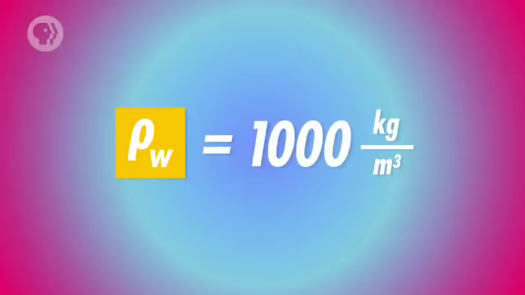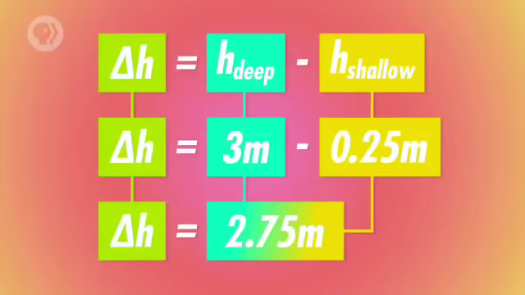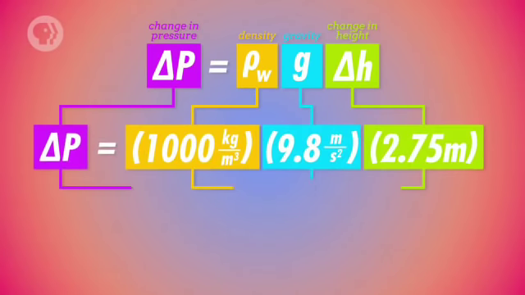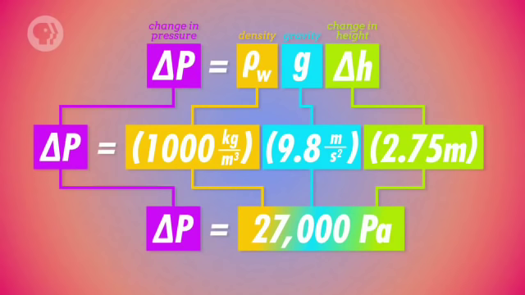So let's say you're swimming in a pool that's 3 meters deep and you want to know how much more pressure you'll experience at the bottom of the pool versus how deep you are now, which is, let's assume, 1/4 of a meter. The density of the water is 1,000 kilograms per meters cubed, and the change in distance to the surface is 2.75 meters, which means that the pressure at the bottom of the pool is 27,000 pascals more than the pressure 1/4 of a meter down.